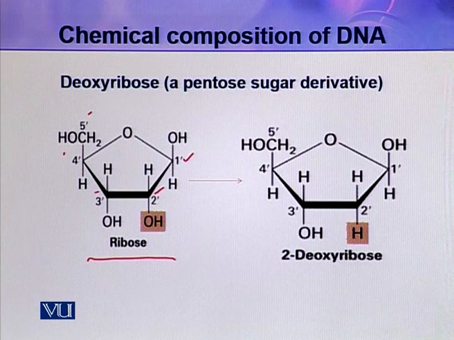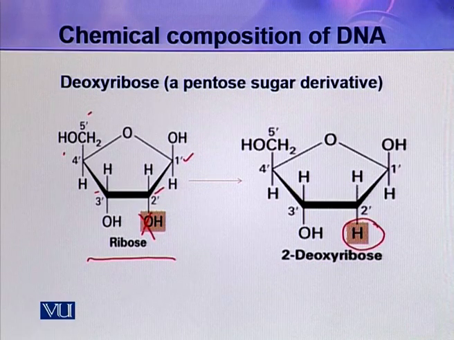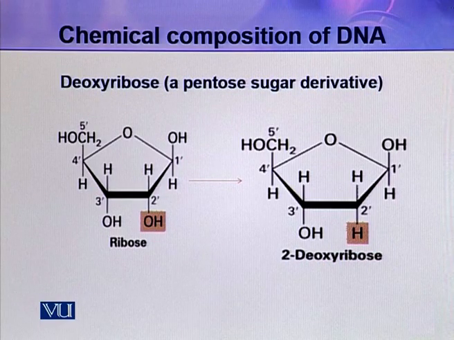So if this is ribose, and at 2 prime one oxygen is removed, this ribose sugar becomes deoxyribose. So at 2 prime position one oxygen is missing, so this is deoxyribose sugar. So this is one component of deoxyribonucleotide.